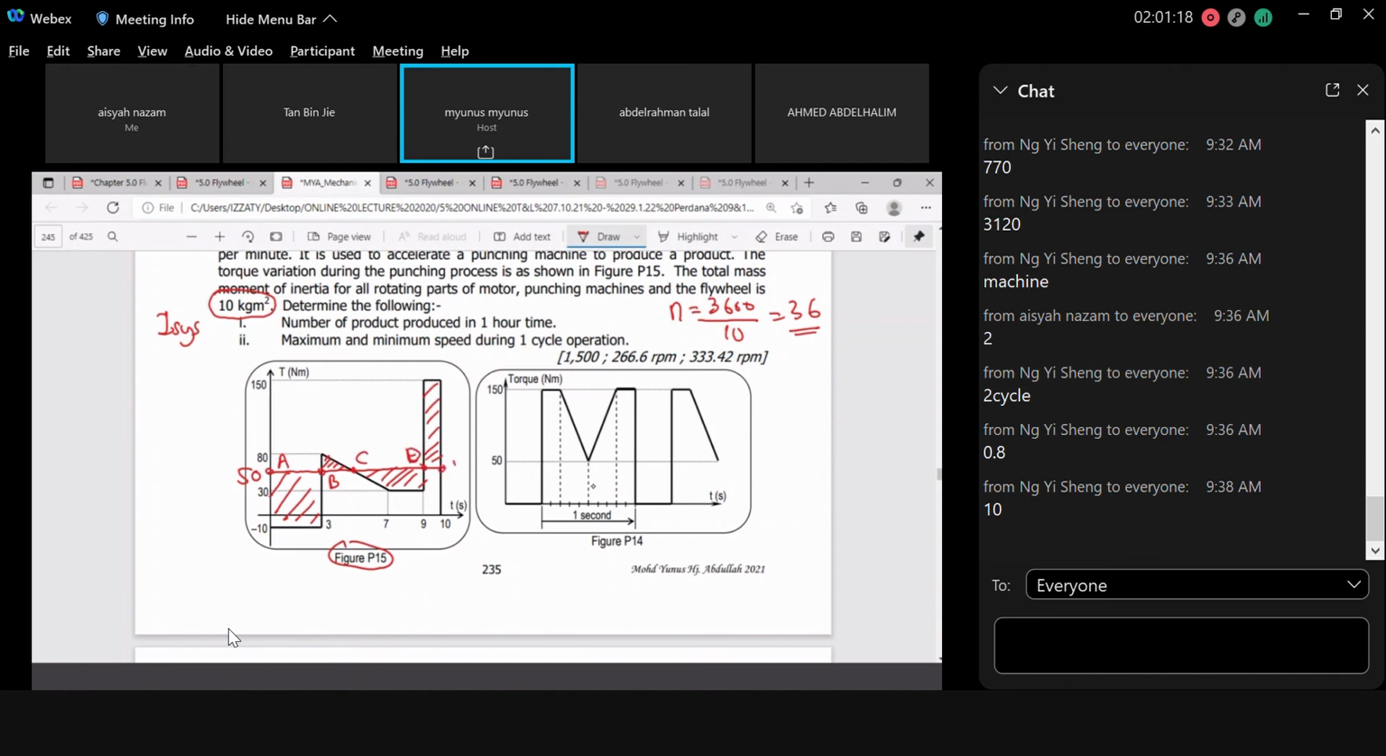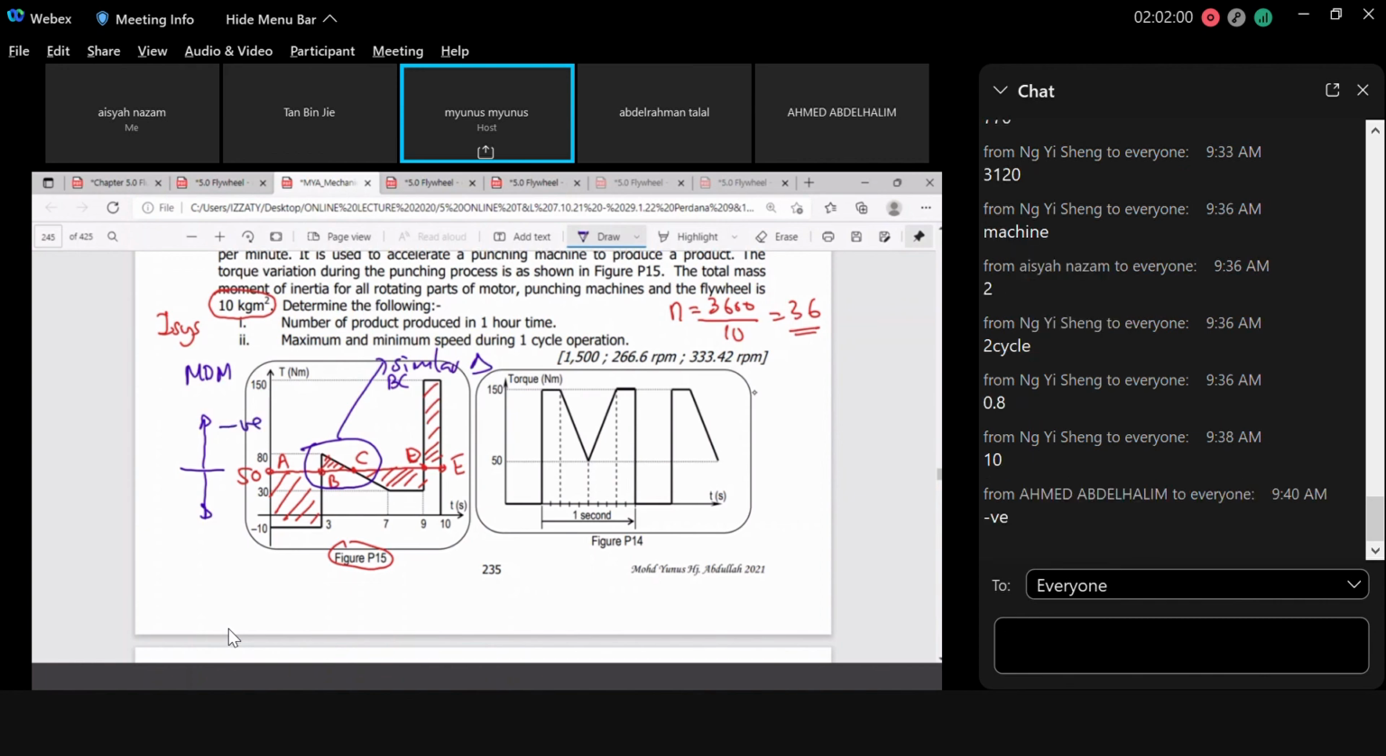Of course, you need to do this one. I'm going to share with you a bit. For this one we have to do the interpolation, using similar triangles to find BC. Because we are dealing with a motor-driven machine, any area above the mean will be considered as what? Anyone? Negative. Thank you. And below will be considered as positive. Then you can do it on your own.